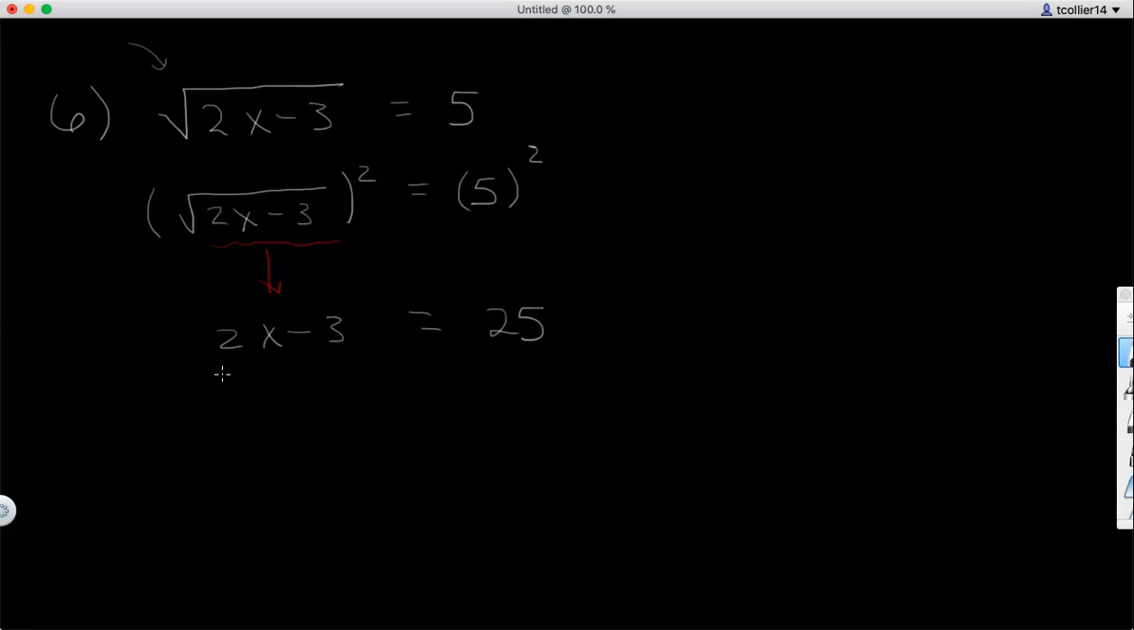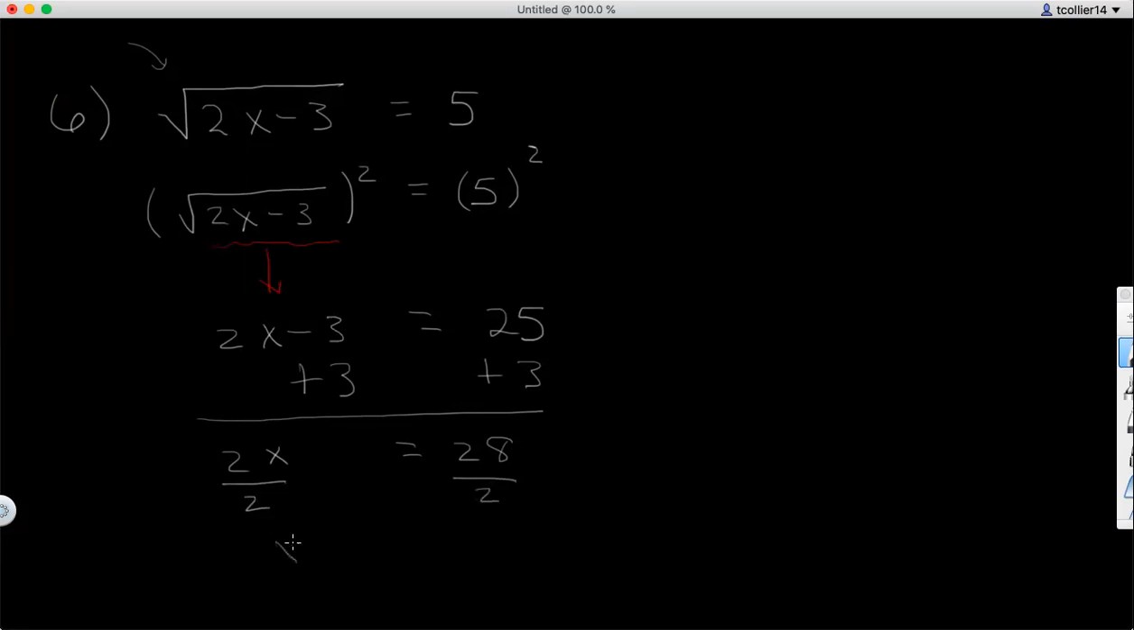Okay, so now I've got 2x minus 3 equals 25. I can get x by itself by adding 3 to both sides. I get 2x equals 28. Then I can divide both sides by 2 and get x equals 14. So that's going to be inside my solution set.